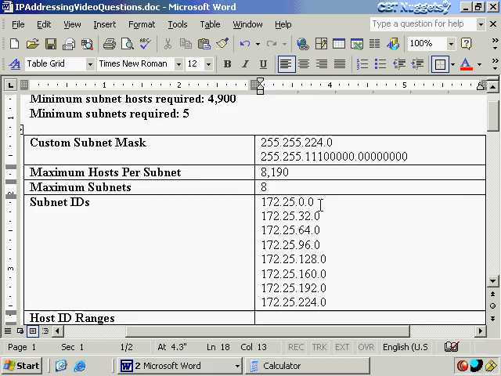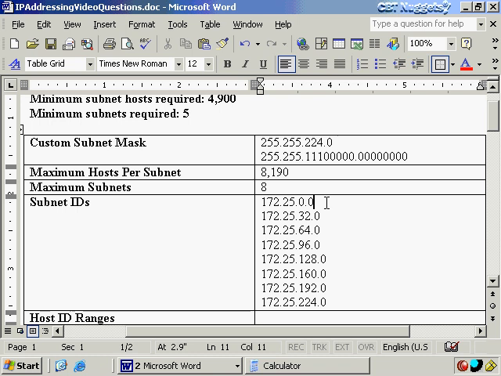And then on each individual physical segment within my network, I would use one of these ranges. For example, the first physical segment would use 172.25.0.0, but would only work up to 172.25.32.0. Actually, it would be one behind that, and I'll show you that in just a moment. So on one segment I'll use this range, on another segment I'll use this range, and so on down through the line.